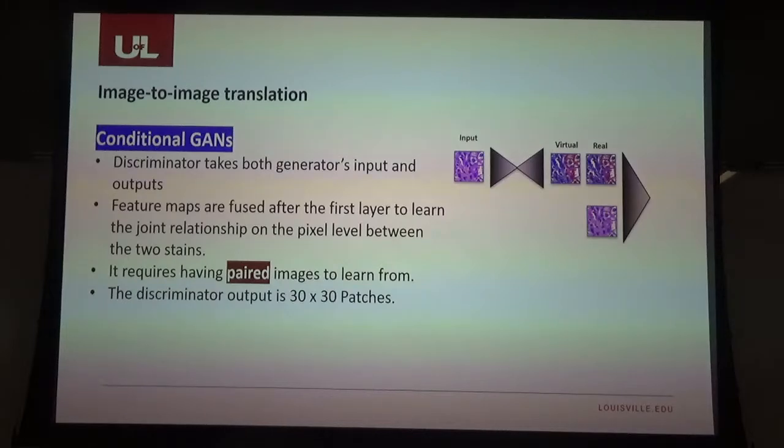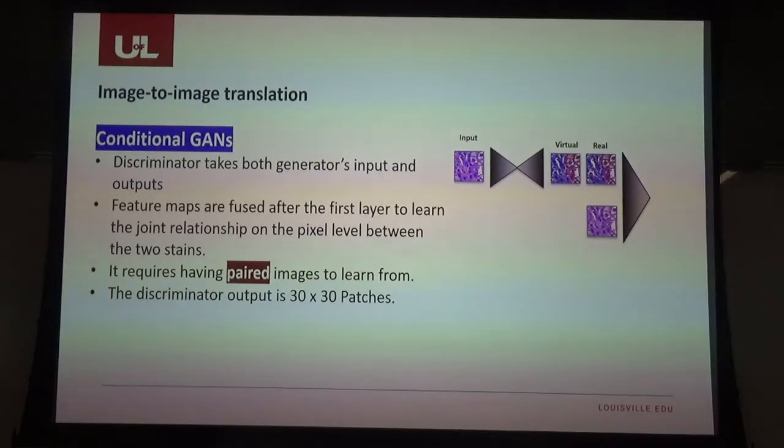So if we have paired images between the input and the output, think of it like I'm having an image-to-image translation problem and I have a dataset that perfectly has mapping between input and output, the model can train on it. And one of the best models that is used for this is the conditional GANs model, conditional generative adversarial networks.